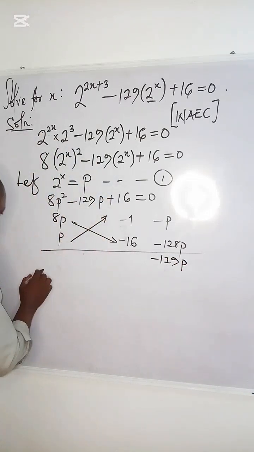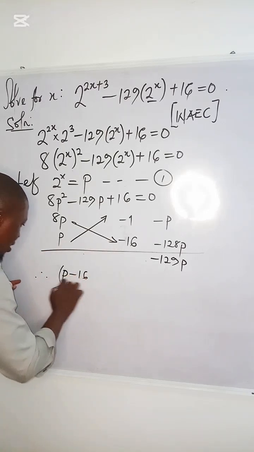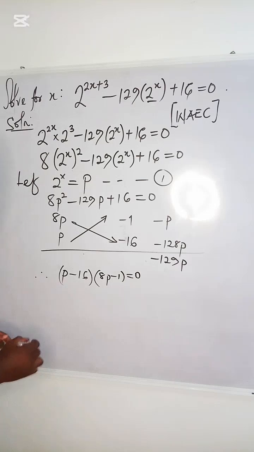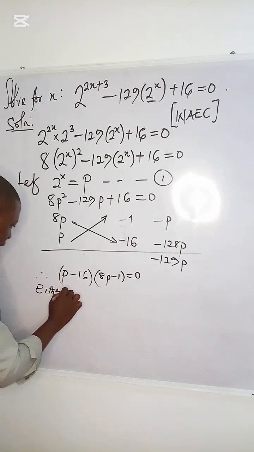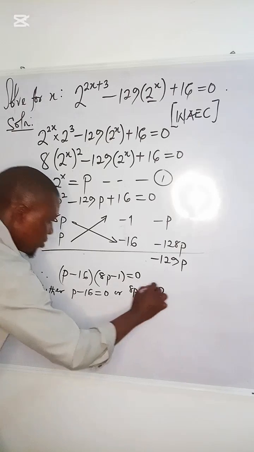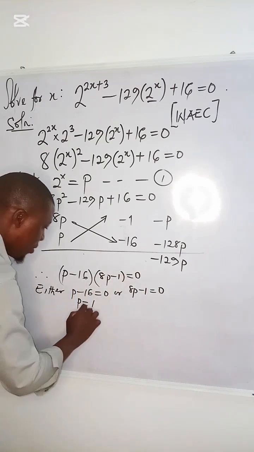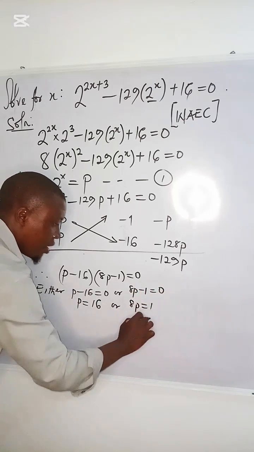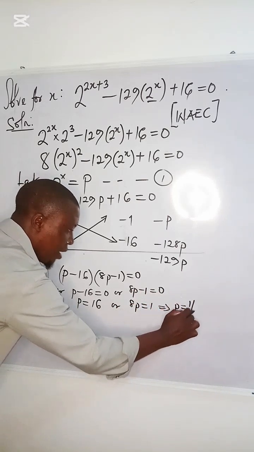So now, let's just move on. This will now be p minus 16, okay? And 8p minus 1, which is equal to what? Is 0, okay? Now this one means that it's either p minus 16 is equal to 0, or 8p minus 1 is equal to 0. So that means that p is equal to, if this negative 16 goes outside, we have plus 16, right? If this is 8p, if this negative 1 goes outside, we have 1, right? That means that divide both sides by 8, right? By 8, that means p is equal to 1 over 8, right?